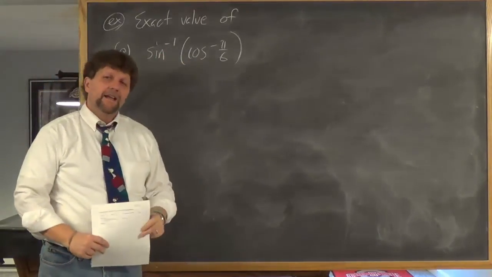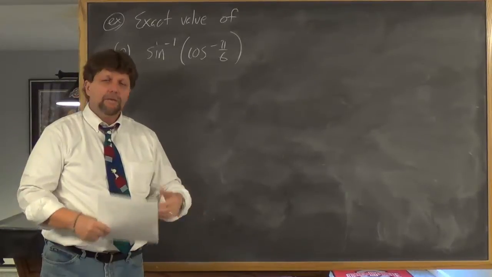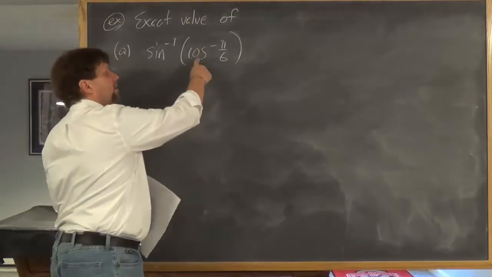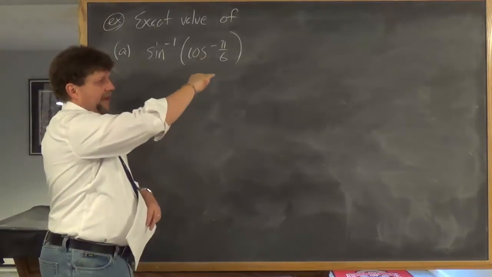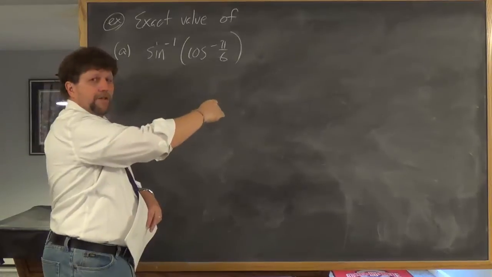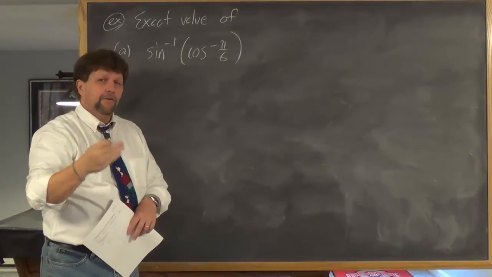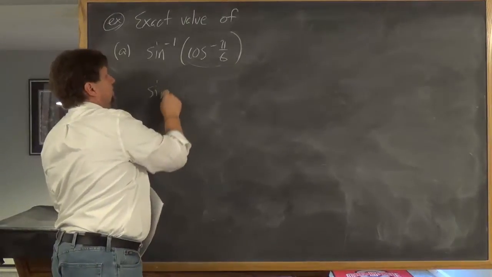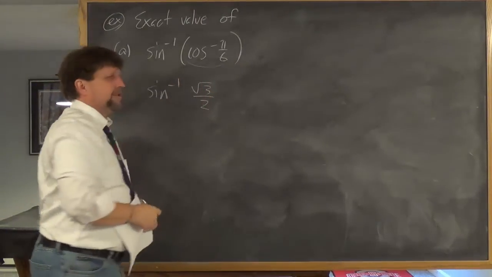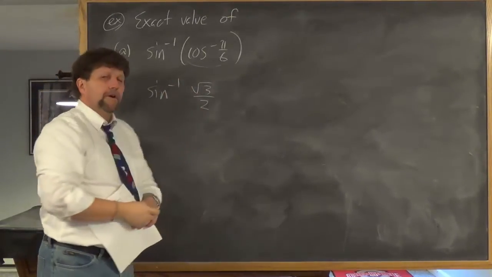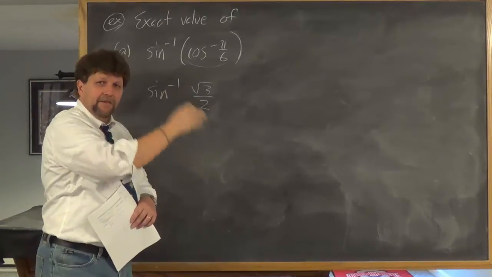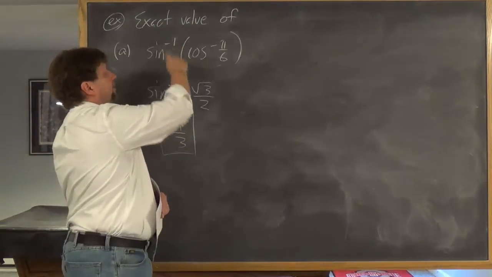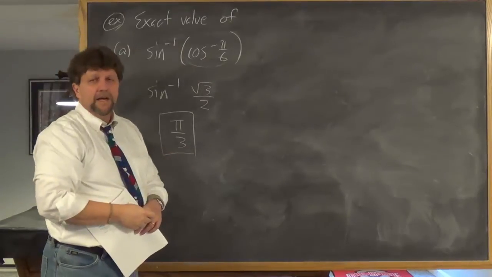Inverse sine of cosine of negative pi/6. A couple of ways to do this problem. You could use your even and odd identities, or you could just simply use the unit circle. In other words, cosine of negative pi/6. I know negative pi/6 is an angle that has a clockwise rotation. And if I know my unit circle really well, I know that cosine of negative pi/6 is square root 3 over 2. Inverse sine of square root 3 over 2, that's finding an angle off the right half of the unit circle, pi/3. So the exact value of inverse sine of cosine of negative pi/6 is pi/3.